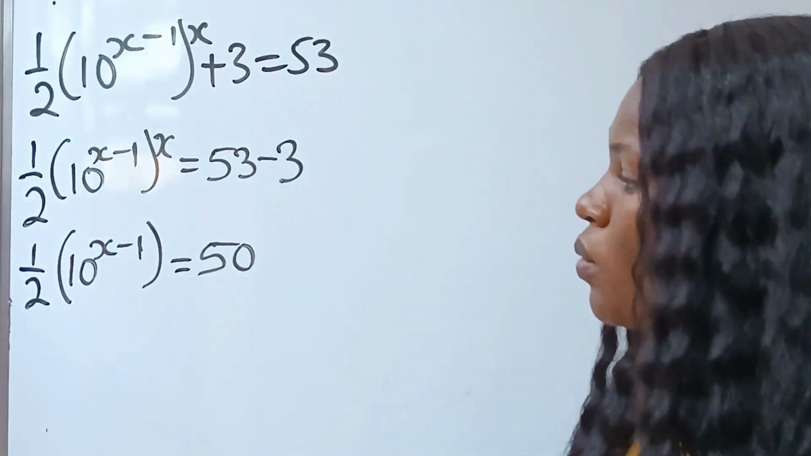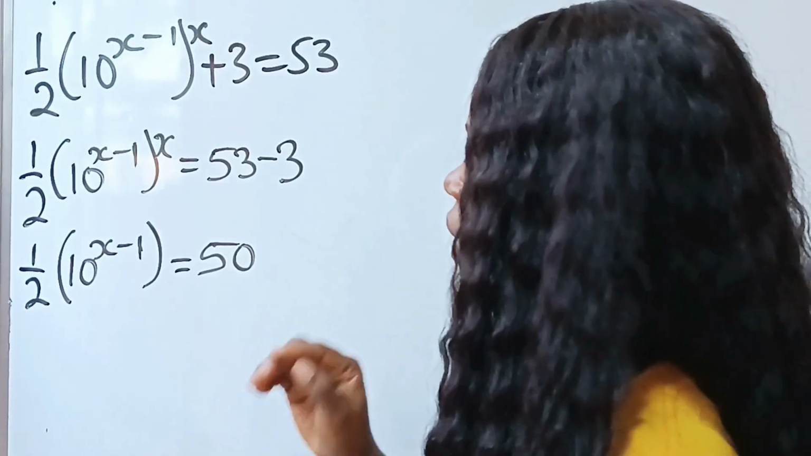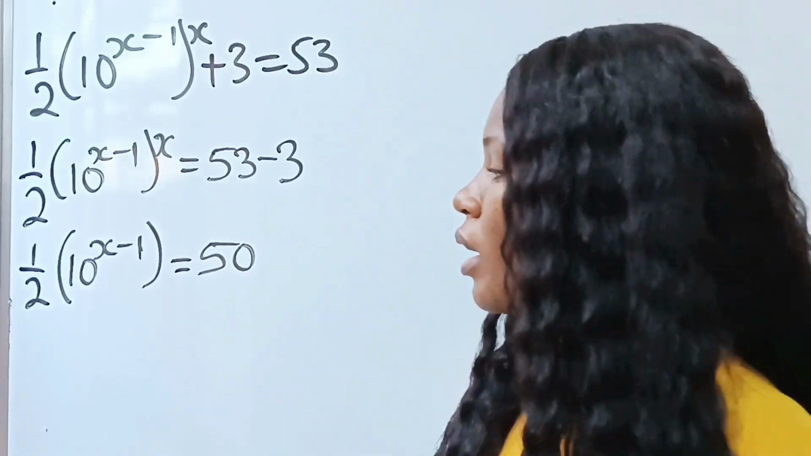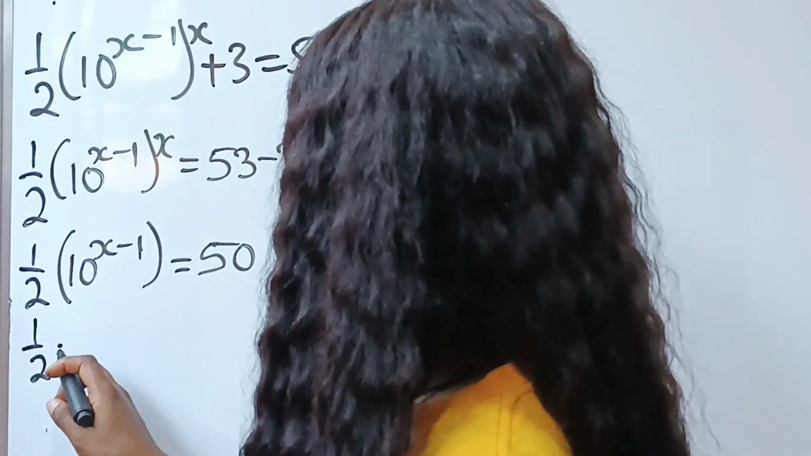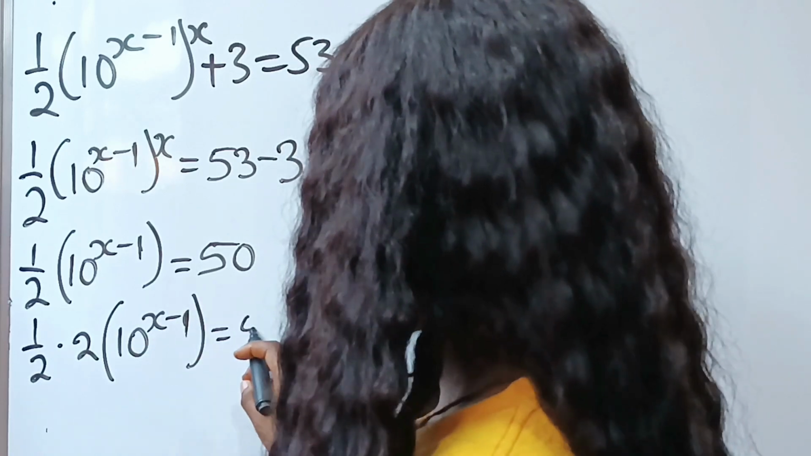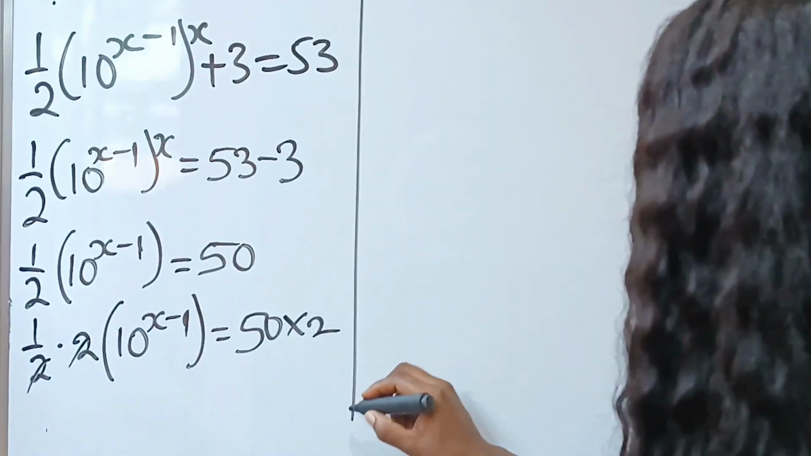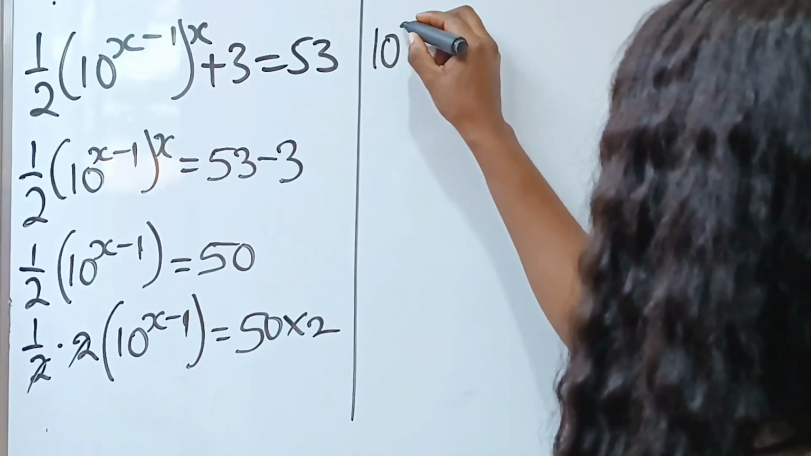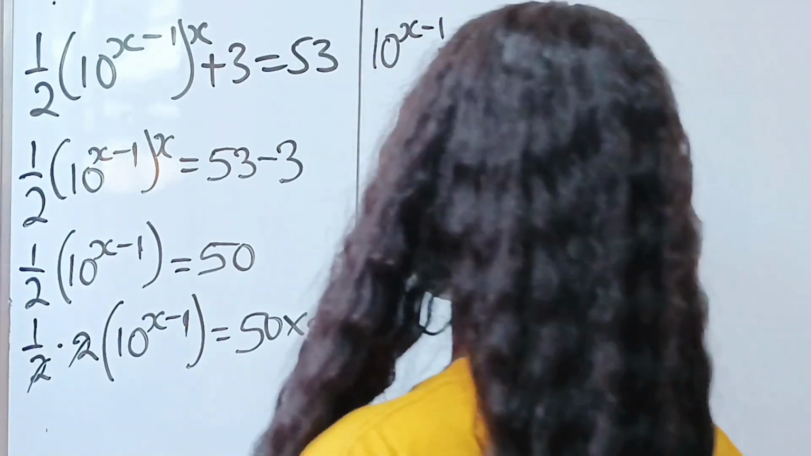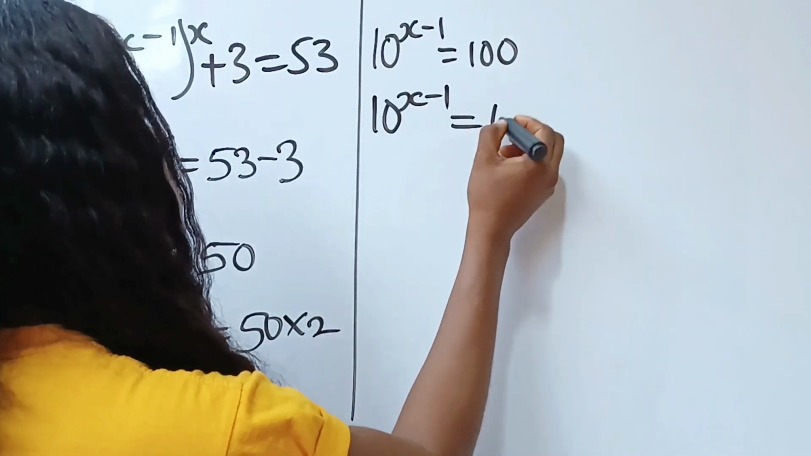All right, now we have a fraction here, but we don't have a fraction here. So what we are going to do is remove this fraction by multiplying both sides of the equation by 2. So we have half multiplied by 2 bracket 10 to the power of x minus 1 is equal to 50 multiplied by 2, right? So this we cancel, and we have 10 to the power of x minus 1 is equal to 100.